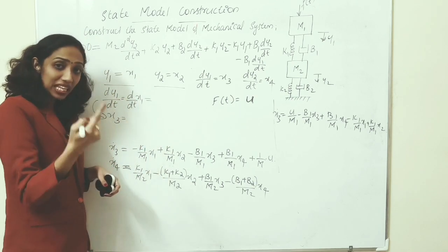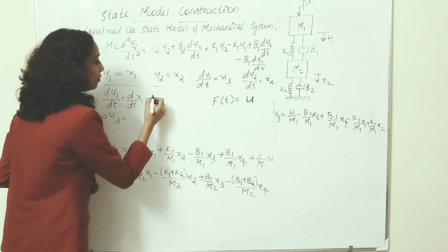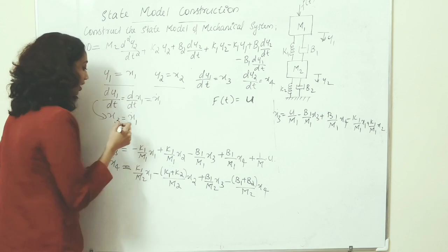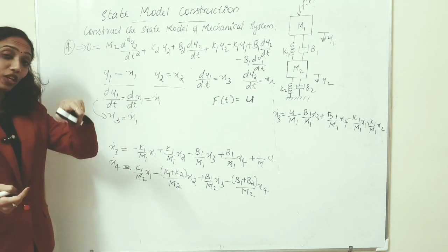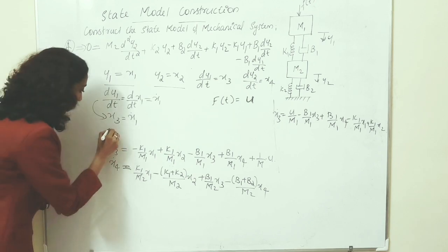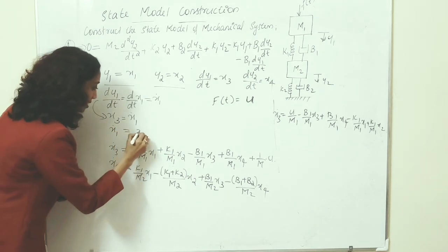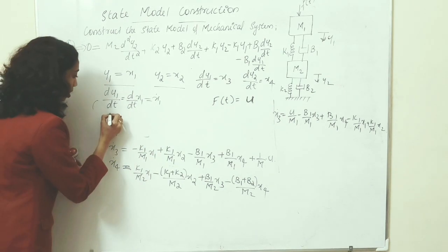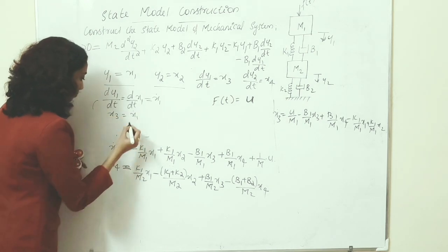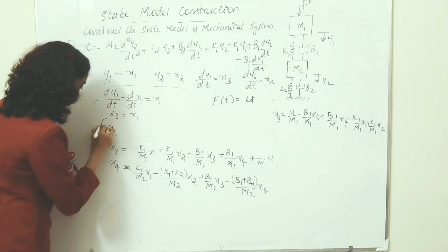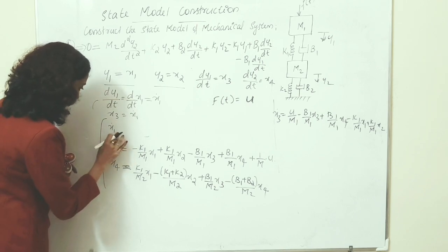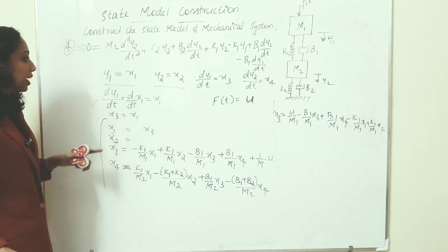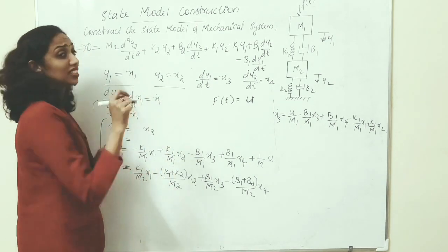dx1 by dt means the derivative of x1, which I can write as x1 dot. That means x3 is equal to x1 dot. So we get the value of x1 dot as x3. Then the next step we have to find out is x2 dot.